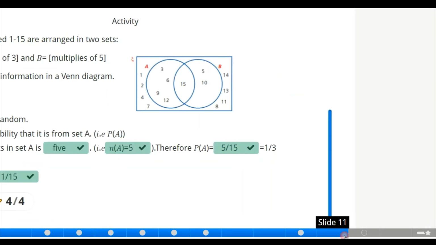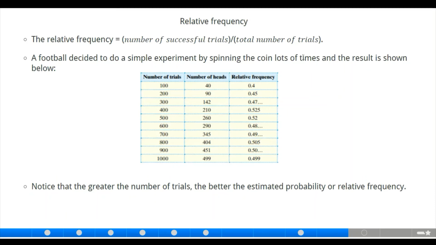Now, let's look at relative frequency. How do we calculate relative frequency? It is calculated as the number of successful trials divided by the total number of trials. Now, we have an experiment here. A footballer decided to do a simple experiment by spinning a coin lots of times, and the results are shown below. So the footballer spun a coin different numbers of times, and we have the results here.